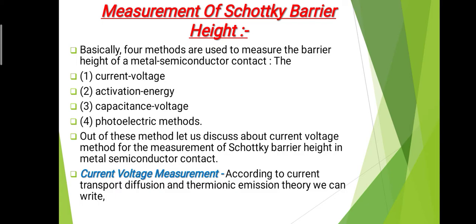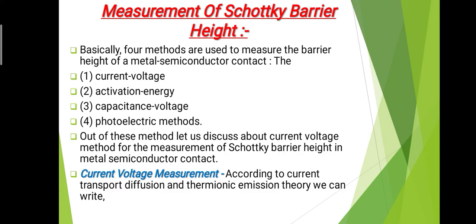The first method is the current voltage measurement method, the second is the activation energy method, the third is the capacitance voltage method, and the fourth is the photoelectric method. But out of all these four methods, we have to discuss only the first, that is the current voltage measurement method of Schottky barrier height in the metal semiconductor contact.